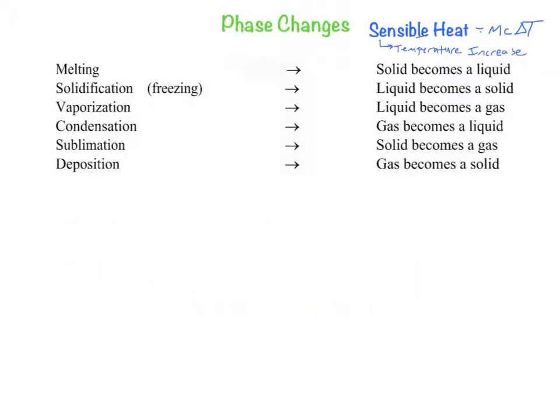Now, when an object is undergoing a phase change, heat energy is still involved, but that heat energy is doing something different. It no longer increases the temperature. All of the energy that we put into or take out of the substance during a phase change is involved in changing bonds and that sort of thing in that substance.